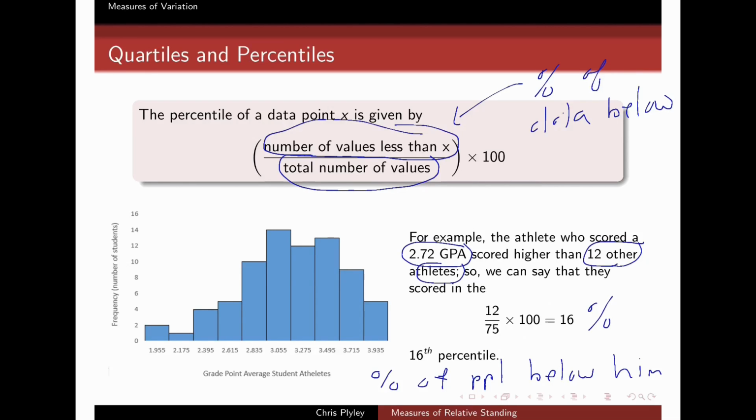So what does that mean? That means I scored in only the 16th percentile. And I can look over at my graph, and the way I would interpret this graphically is I would say, well, here's about 2.72, more or less. So I think about this section to the left of it constituting only about 12% of my total data.